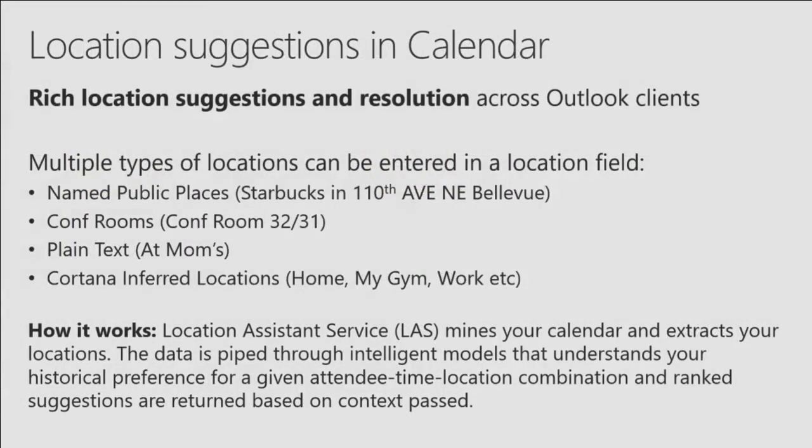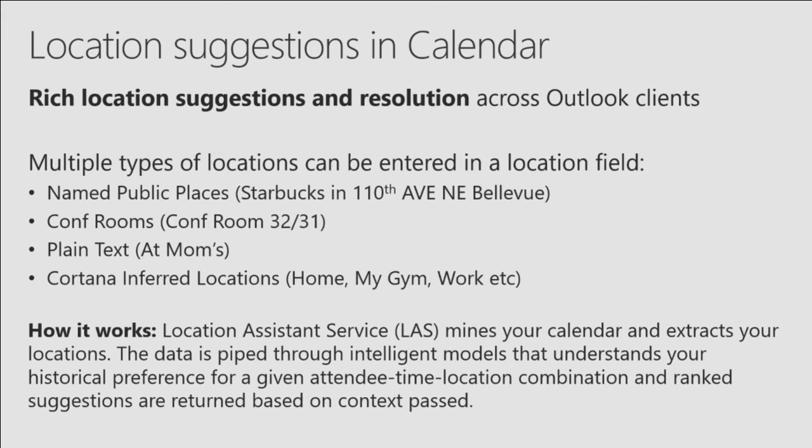Now let me show you the second part. Oh, before I do that, one quick word about how we do this, if you're interested. Each of the Outlook apps is not implementing this feature on their own. We have a service in the cloud that crawls your calendar. It's called the Location Assistance Service. It does all that smarts and kind of indexes all the locations you could probably use. It caches FreeBusy for conference rooms that you care about. And it's available to all the clients. If you want to think of it as your calendar location graph in the cloud, that's what we're building.